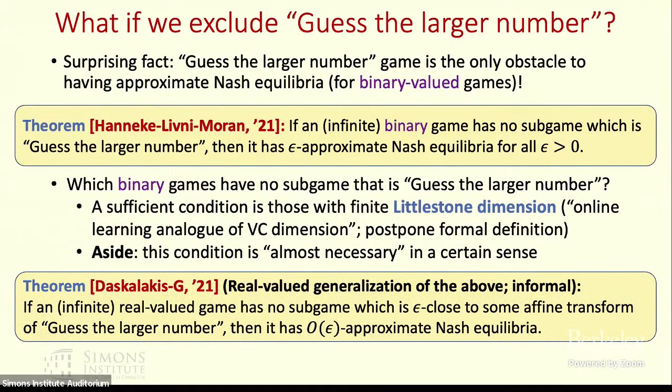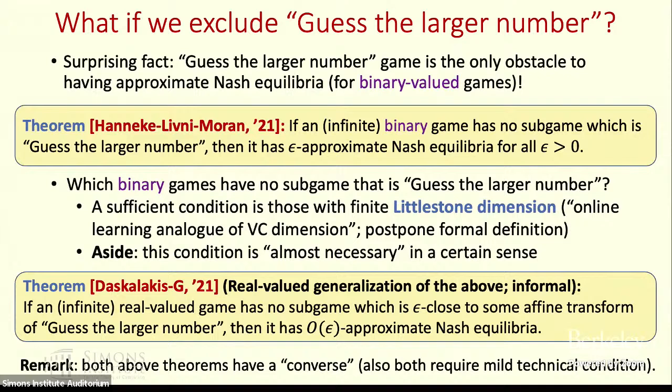So our first result is we extend the result by Hanneke, Livni, and Moran to the real valued setting. In particular, what we show is that if an infinite real valued game has no subgame which is close to some affine transform of guess the larger number, then this game has epsilon approximate Nash equilibria for all positive epsilon. And by affine transform, I simply mean you take the entries of guess the larger number, you shift them, you scale them by a positive constant, and then you shift them.